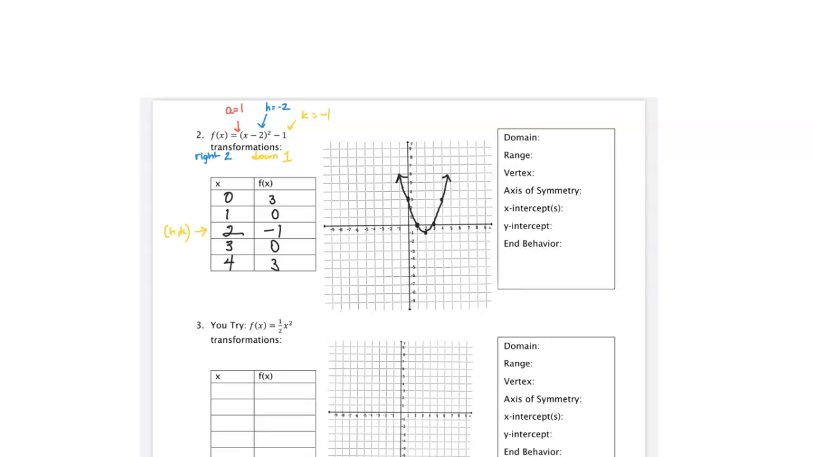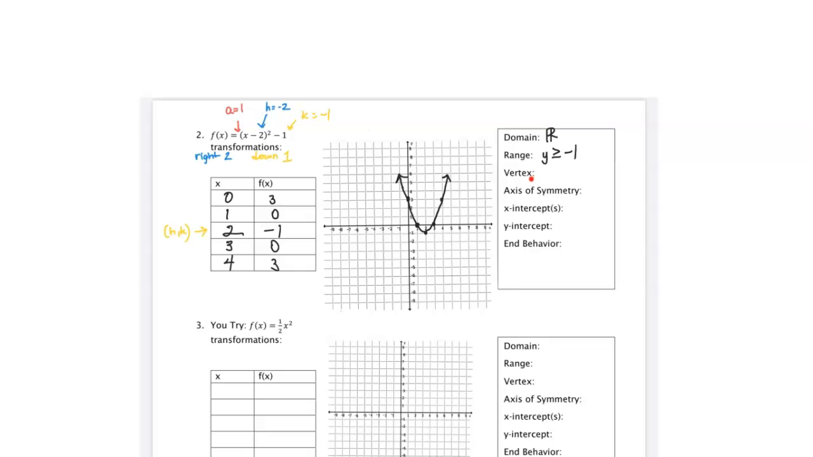All right, so we've graphed it and we have our U shape. Domain, once again, all real numbers. Range. Our range, we need to go ahead and look at the bottom to top. Our bottom number here will be a -1 for our y's. So this is going to be all of the y's that are greater than or equal to -1.